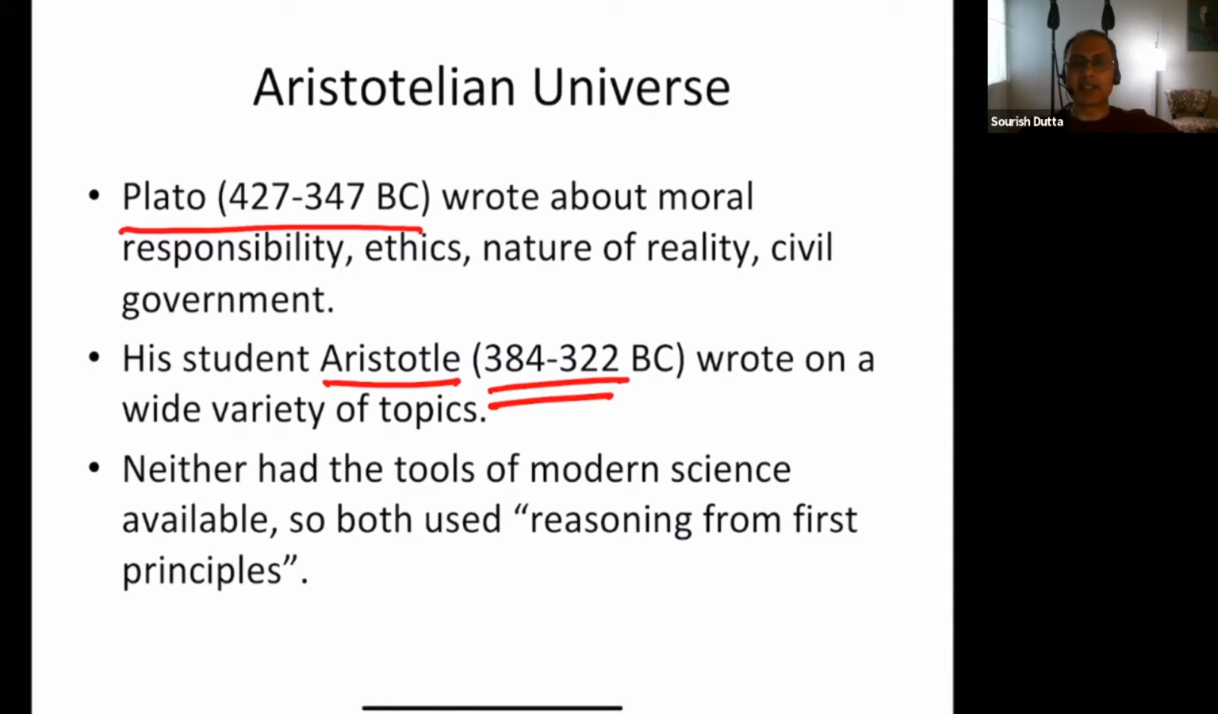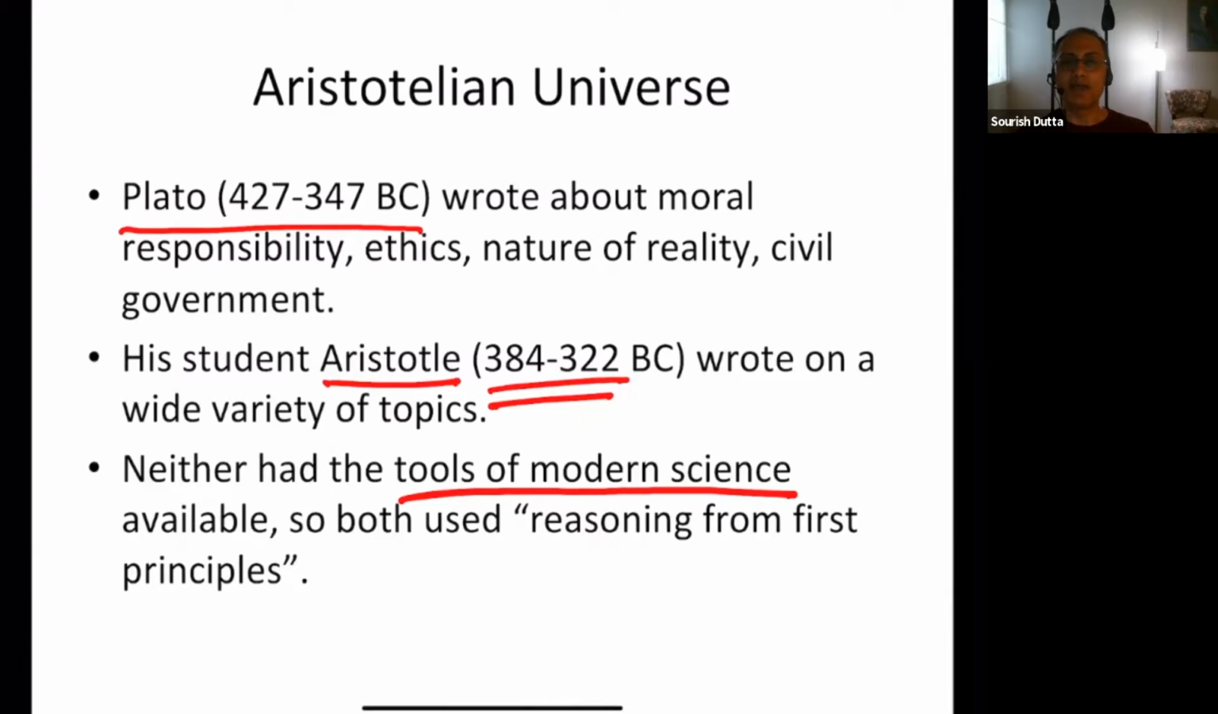He also made many discoveries regarding plants. Now, as we will see in a lot of detail in today's lecture, Aristotle also tried to understand the physical world and astronomy. But most of the things that he figured out concerning the physical world were completely wrong. And that is because neither Plato nor Aristotle had the tools of modern science available to them, and they did not have the correct framework for scientific thinking.